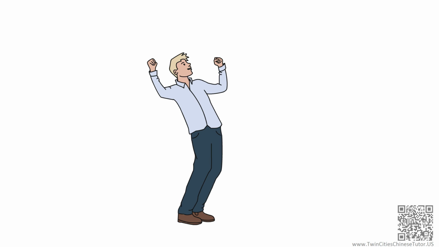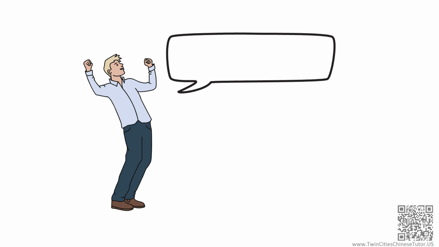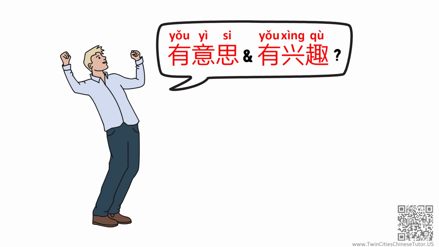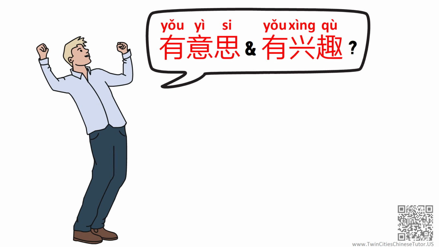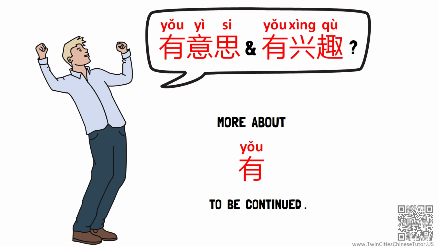Wow, that's a lot of information. Thank you so much. But I'm still a bit confused by some of the sentences my friend said. For example, what's 有意思 and what's 有兴趣? That's right. When I started this series, I thought I would be able to cover them all in this video. But as it turns out, there are just a lot more nuances. So, in the next video, the part 3 of this series, we'll discuss several more advanced uses of 有.